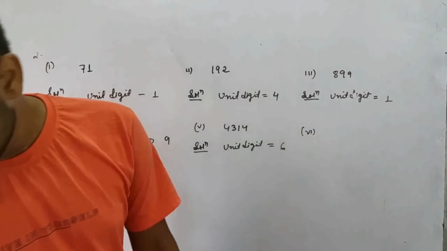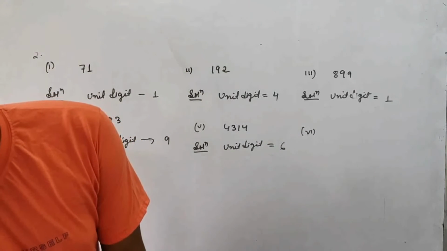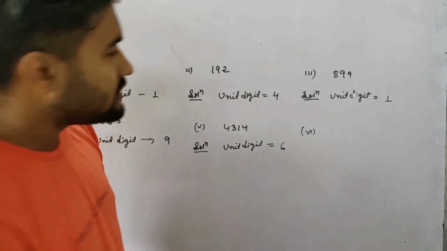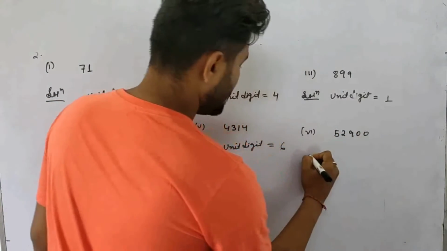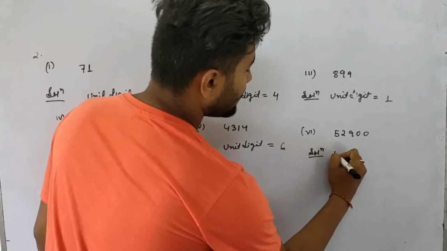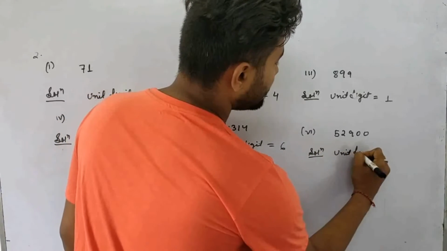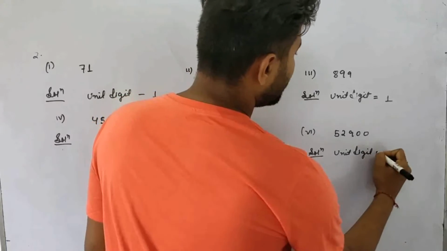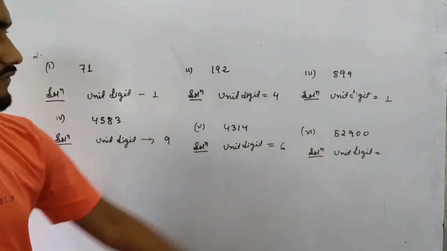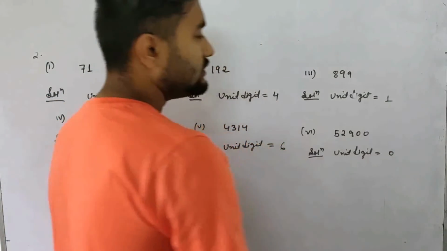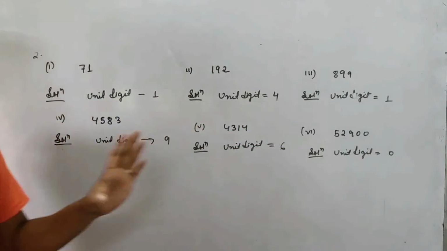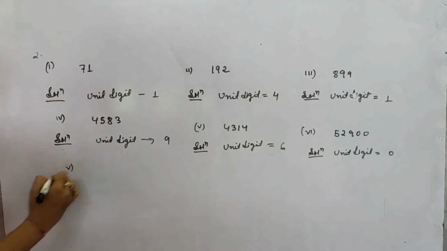Number 6. 52900. Solution. Unit digit. So what will be the unit digit? If it is 0, then always it is what? 0 0 ja how much? 0 0 ja 0. If it is 0, then it is always 0.